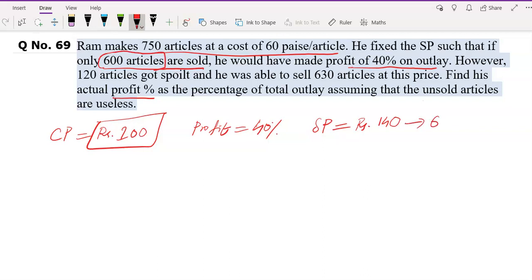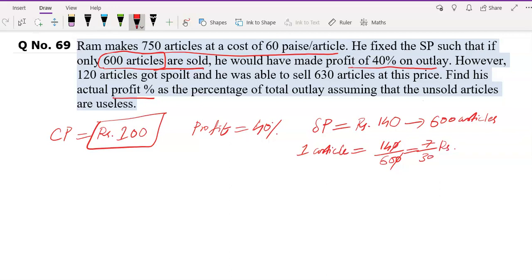This is of 600 articles. So if we need to find the selling price of one article, what we will do? We will divide this 140 by the number of articles, 600. This will give us 7 by 30, which is the price of one article.